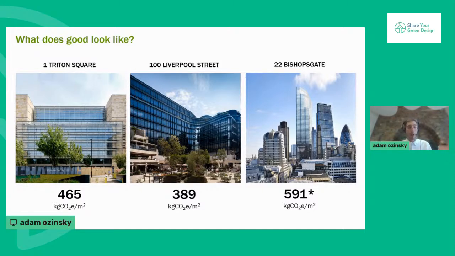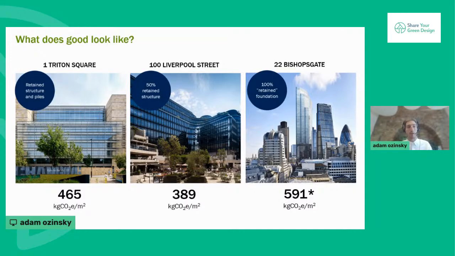So these are upfront embodied carbon covering the full scope that Stephen was talking about earlier. And you can see 300s to just under 600. But all of these tell their own story, right? So Triton Square has significant areas of retention. So does Liverpool Street. And 22BG, which is a glass tower in the city, has 100% retained foundation. If you Google that, you'll understand a bit more.